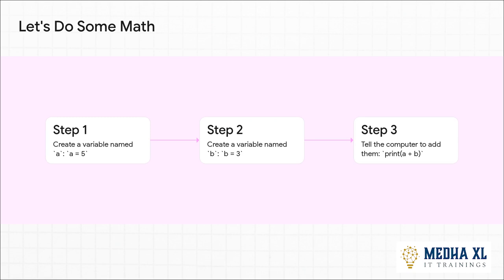Step 1, we'll make a variable, a box named A, and we'll stick the number 5 in it. Step 2, let's make another box named B and put the number 3 inside. And for the final step, we'll use that print command we already know. But this time, we'll tell it to add A and B together. And just like that, the computer instantly looks inside box A, it sees the 5, it peeks in box B, sees the 3, it adds them up, and gives us the answer 8.